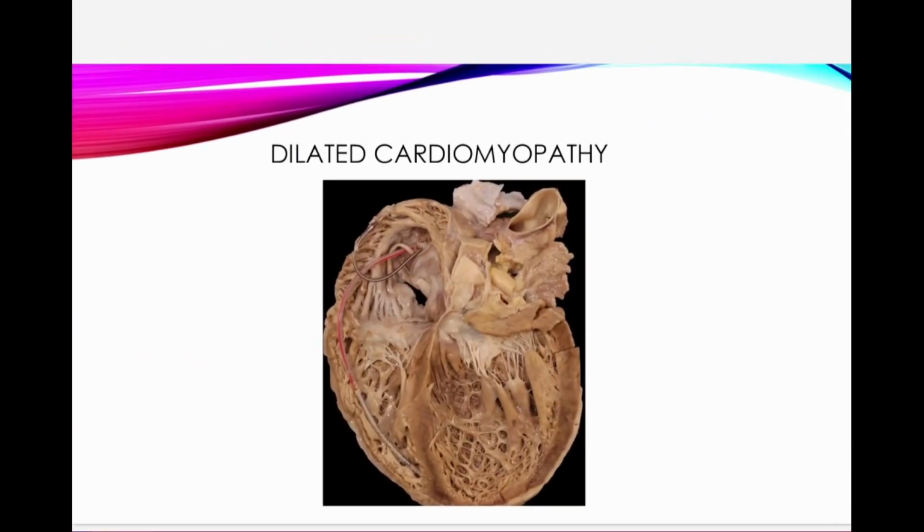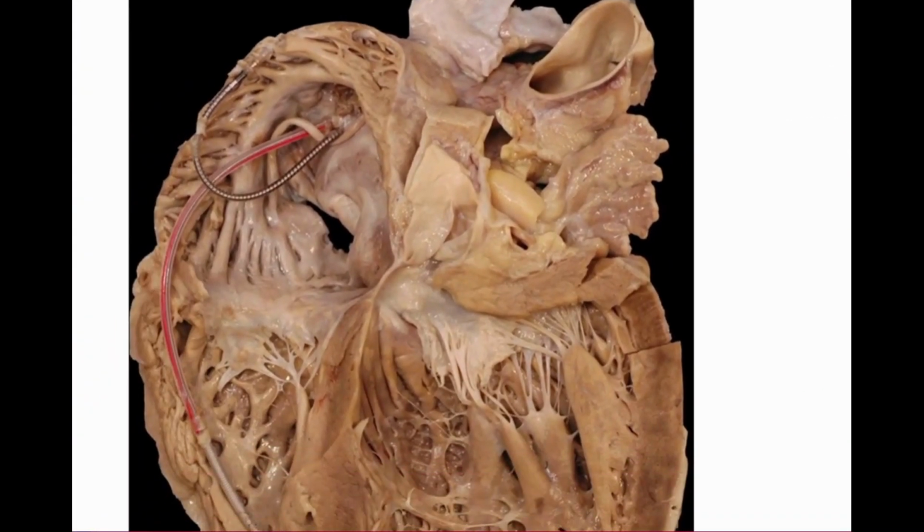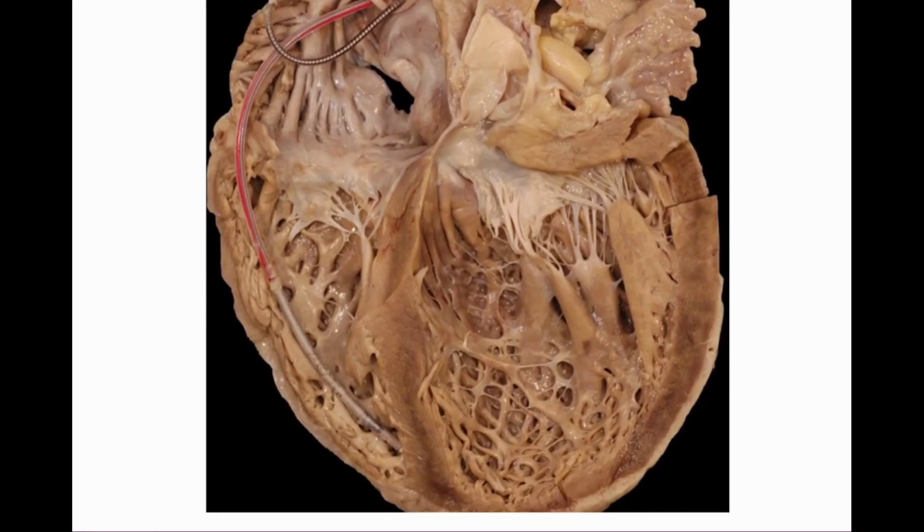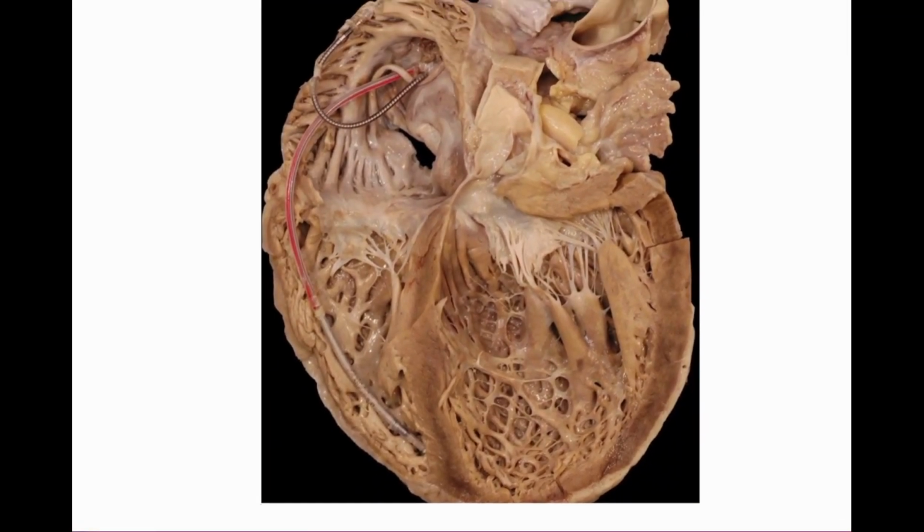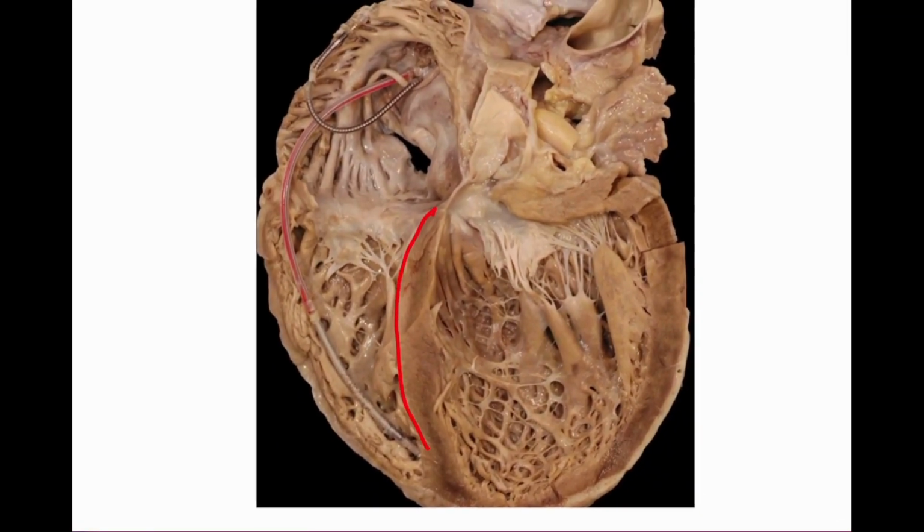So here is a picture of what a dilated cardiomyopathy looks like. And let me try and get it into the picture. Okay. Here is the septum. Look at the ventricular free wall, how thin that is. Okay, very, very thin wall.